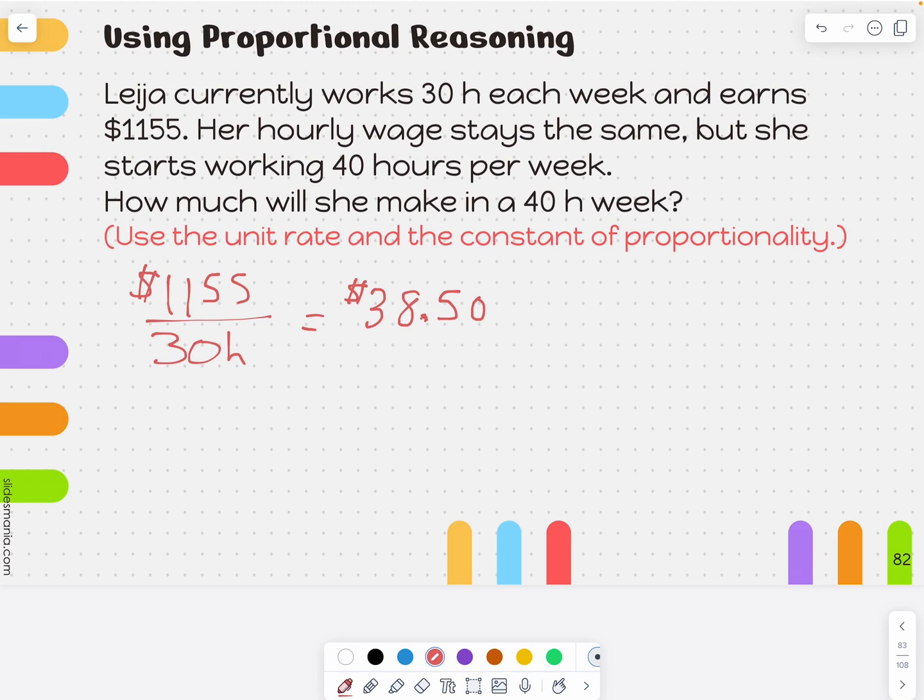So how much will she make in a 40-hour week? Well, if she makes $38.50 each hour and works 40 hours, you can multiply that by 40, and she will now make $1,540 a week. Okay, so that first calculation there, that is a unit rate. It is also the concept of proportionality.